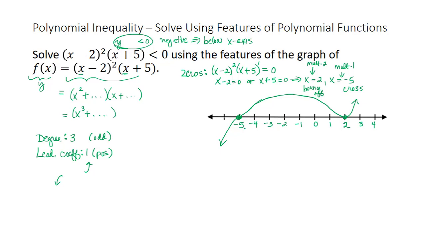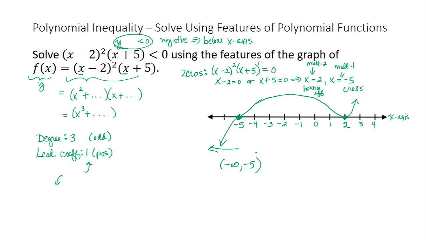If I think about this number line as being the x-axis, the only region where the graph is below the x-axis is to the left of -5. And so my solution set for this inequality would be negative infinity to -5. I do need to know what to do at that endpoint. Because I'm strictly less than 0, I'm going to use a parenthesis. If I was at less than or equal, I would use a bracket.